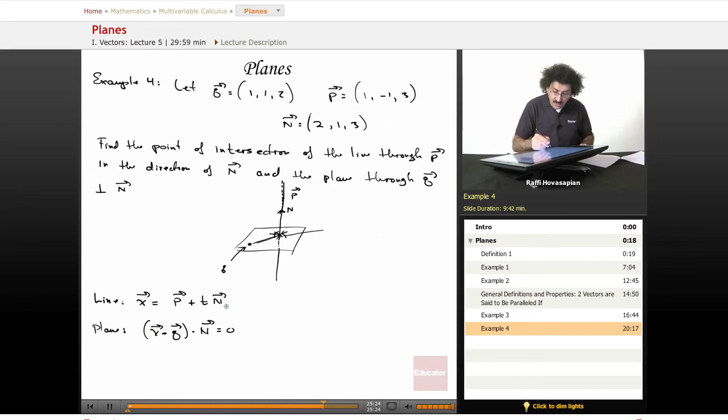So we'll take this X, which is P plus T times N, and I'm sorry if I keep going back and forth between upper and lower cases. Let me be consistent.